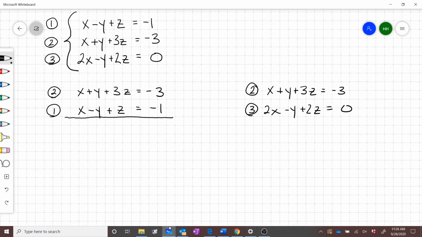Alright, so I get an x plus an x, and that's a 2x. My positive y and negative y cancel out. And I have a 3z plus a 1z, so that's a 4z. And what's -3 plus -1? -4. Then we're going to do the same thing over here on the right. So I got an x plus a 2x, which is 3x. Positive y and negative y, they go away. 3z plus 2z, that's a positive 5z. And then negative 3 plus 0 is negative 3.